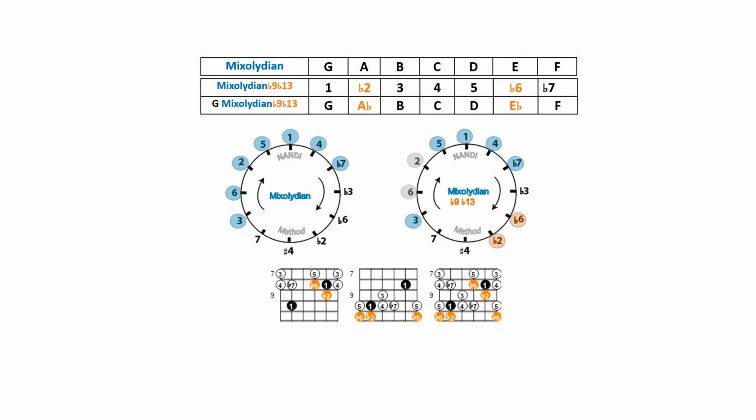For the next scale, we flatten the natural 6 and 2 degrees in Mixolydian to derive G Mixolydian flat 9 flat 13, the fifth mode of C harmonic minor. The two outside notes are A flat and E flat.